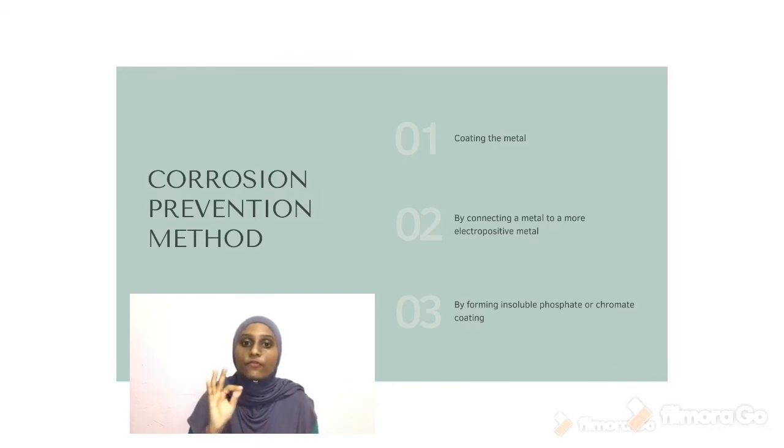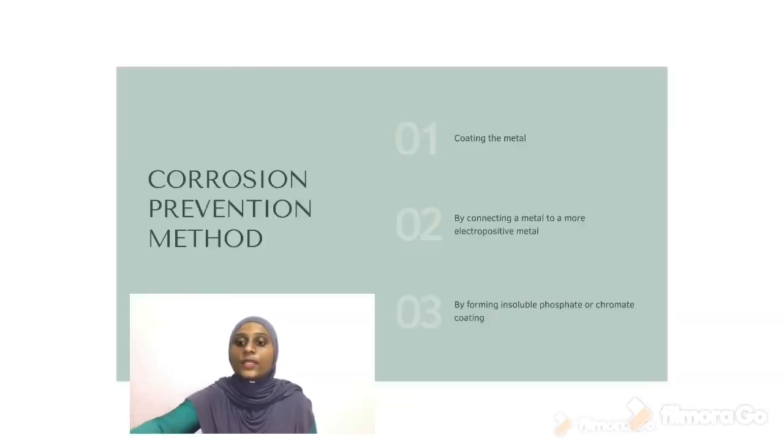Number 3 is forming an insoluble phosphate or chromic coating. This third way of prevention is by treating the metal surface with phosphoric acid. It forms an insoluble phosphate coating on the surface which protects the metal from corrosion. You can also form a thin chromic layer to prevent the metal from corrosion.